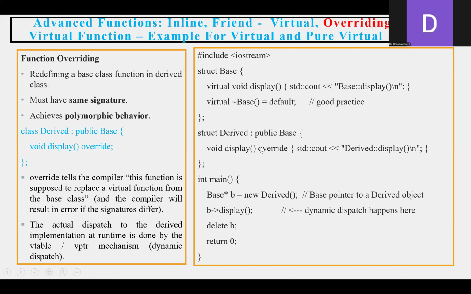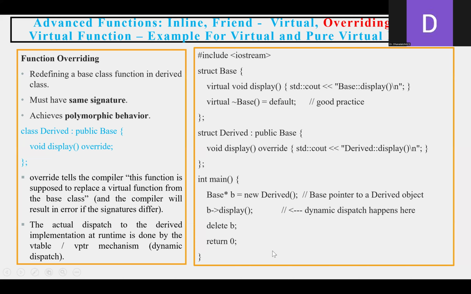Next I define a struct named derived, which inherits publicly from the base. In the derived, I override the display function to print derived display. Inside the main function, I create a pointer of type base and point it to a new derived object. This sets up a scenario for dynamic dispatch, the key aspect of function overriding.